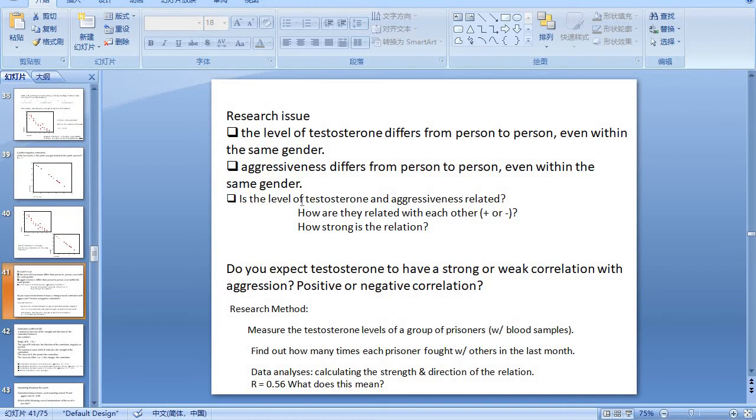Let's look at another example. The level of testosterone differs from person to person, even within the same gender. Aggressiveness also differs from person to person within the same gender. You have 2 variables, aggressiveness and testosterone. Well, are these two variables correlated? Do you expect a positive correlation or negative correlation? Do you expect a strong correlation or a weak correlation?